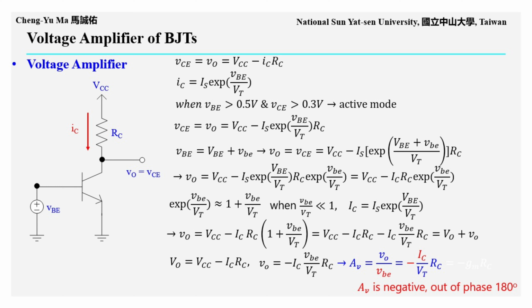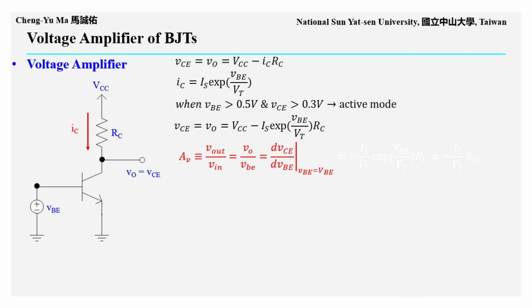Finally, the voltage gain AV is the AC output signal VO divided by the AC input signal VBE. Therefore, AV equals negative IC over VT multiplied by RC. Since the gain is negative, the output signal is 180 degrees out of phase with the input signal. This result is consistent with the earlier transfer curve interpretation.